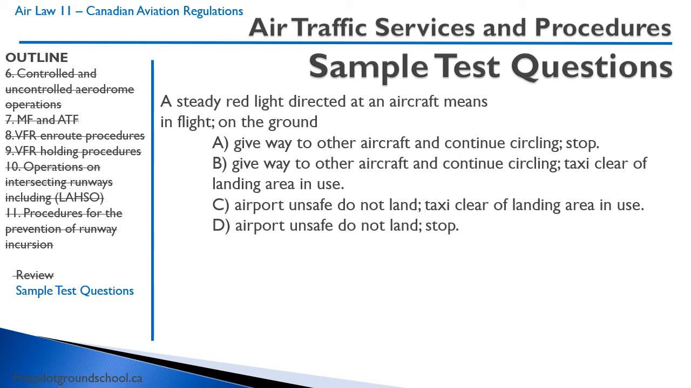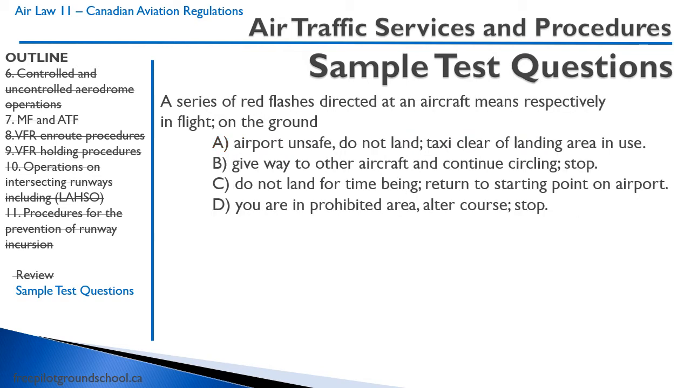A steady red light directed at an aircraft means, in flight and on the ground... So remember, a steady red light is not as bad as a flashing red light. In flight it means give way to other aircraft, and on the ground, it is stop. A flashing red light would mean do not land, or taxi clear of landing area in use. So the correct answer is A, give way to other aircraft and continue circling, and stop.